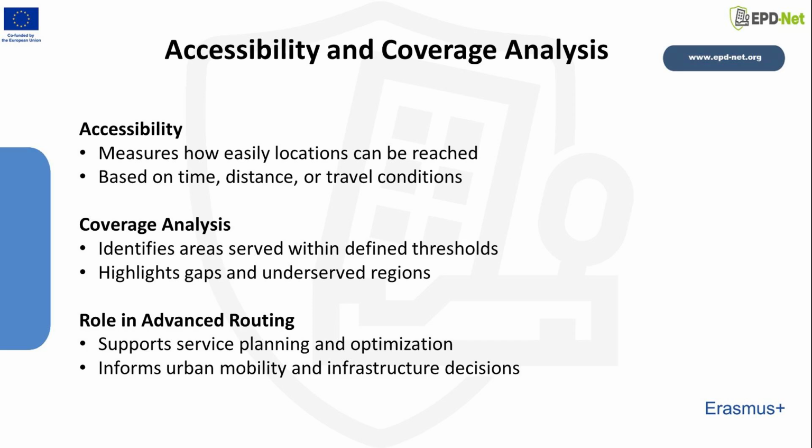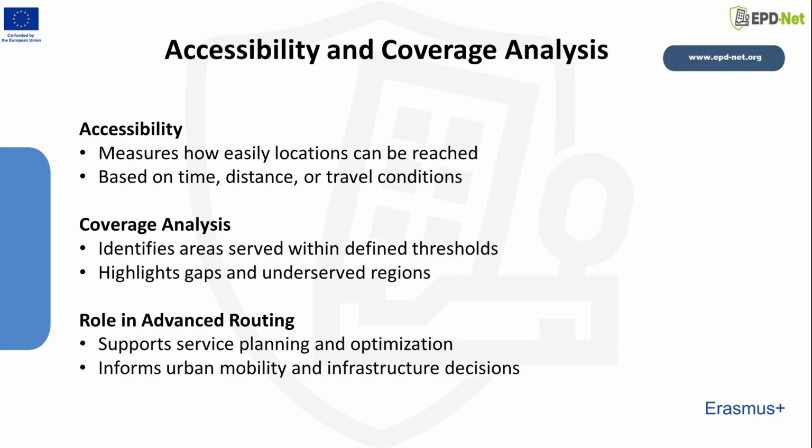Accessibility analysis focuses on how easily locations can be reached from a given point or set of points. In routing contexts, accessibility is typically measured using travel time, distance, or other travel-related conditions that affect movement. Coverage analysis builds on accessibility by identifying which areas are served within predefined thresholds, such as a maximum travel time or distance.